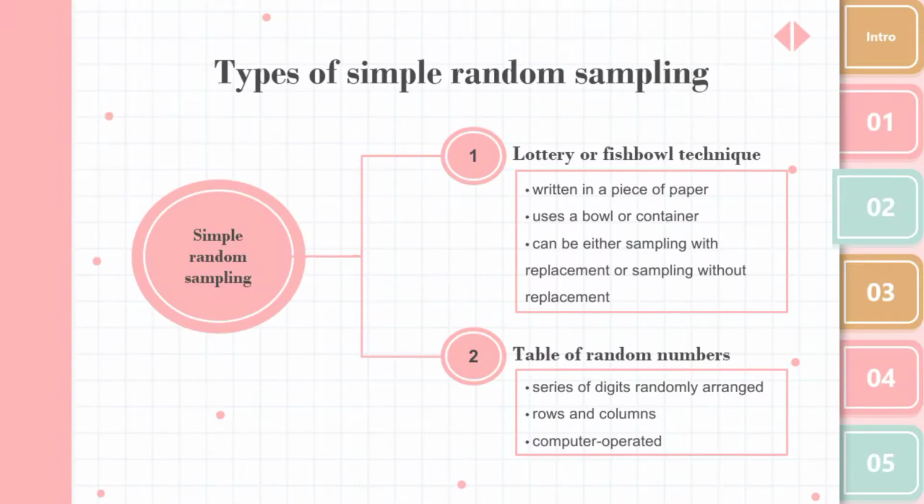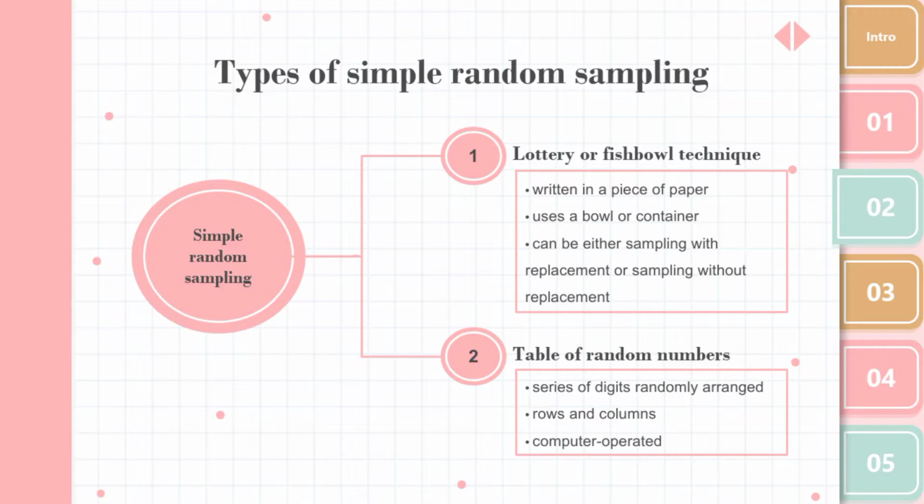There are 2 types of simple random sampling. The lottery or fishbowl technique, which uses a piece of paper and a bowl to randomly select the sample. It can either be sampling with replacement, wherein the drawn paper is returned to the bowl, or sampling without replacement, wherein the drawn papers are no longer returned to the bowl.